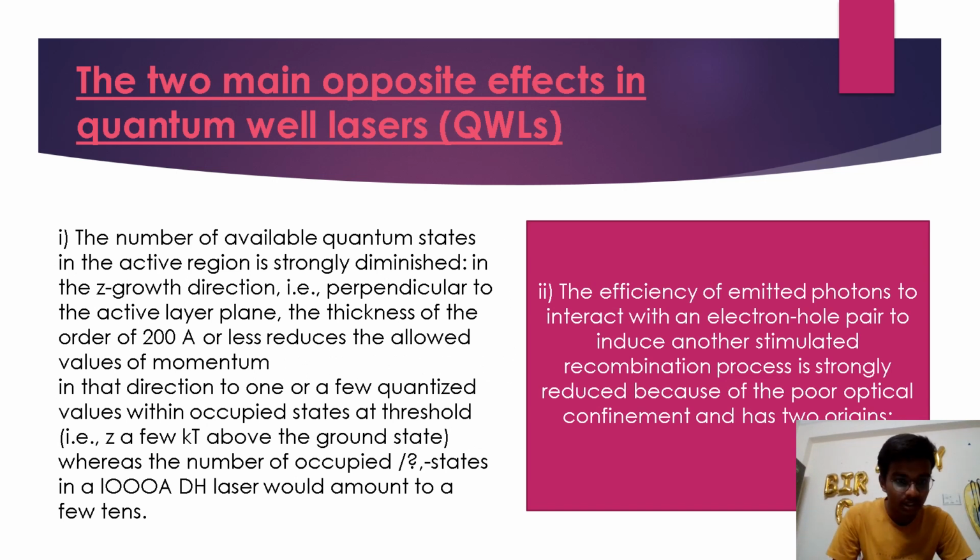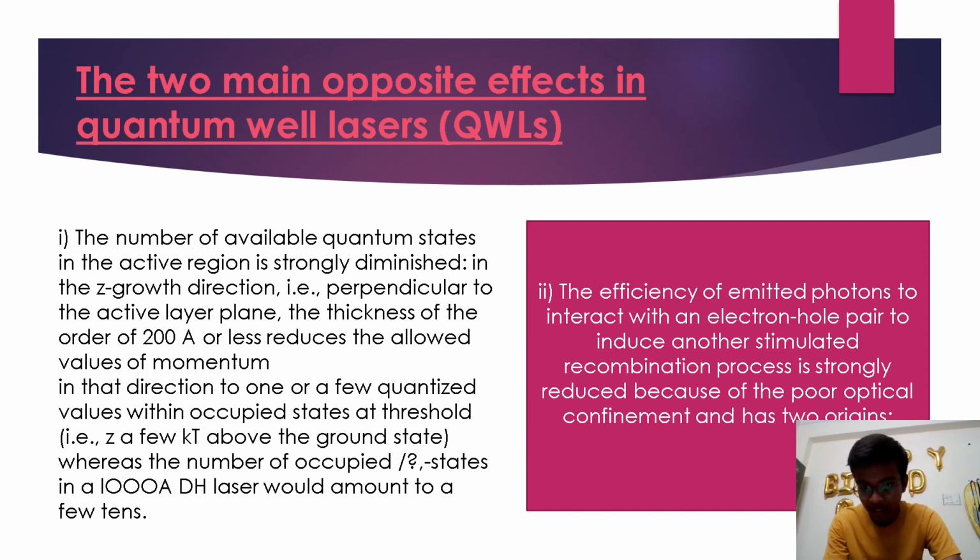The two main opposite effects in quantum well lasers. First, the number of available quantum states in the active region is strongly diminished. In the z direction, that is perpendicular to the active layer plane, a thickness of the order of 200 angstroms or less reduces the allowed values of momentum in that direction to one or a few quantized values, with occupied states at threshold a few kT above the ground state, whereas the number of occupied states in a 1000 angstrom DH laser would amount to a few tens.